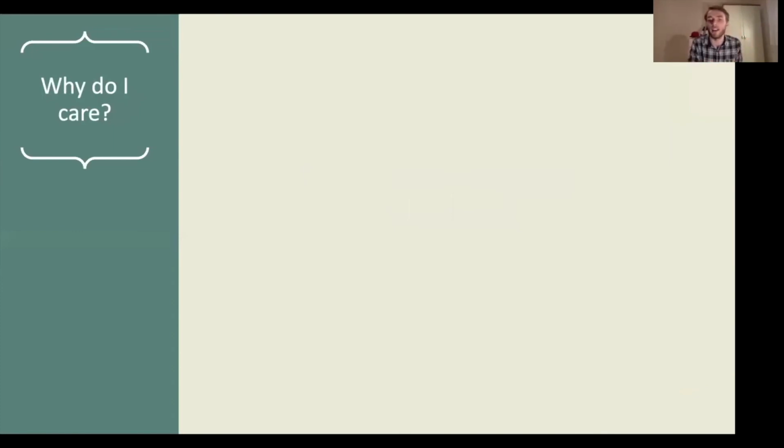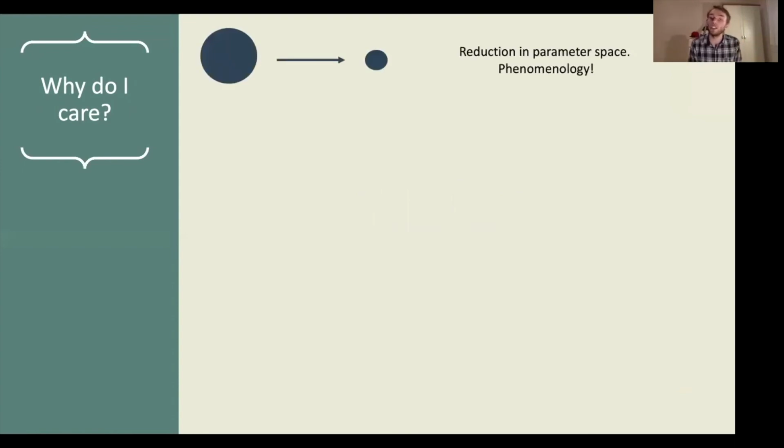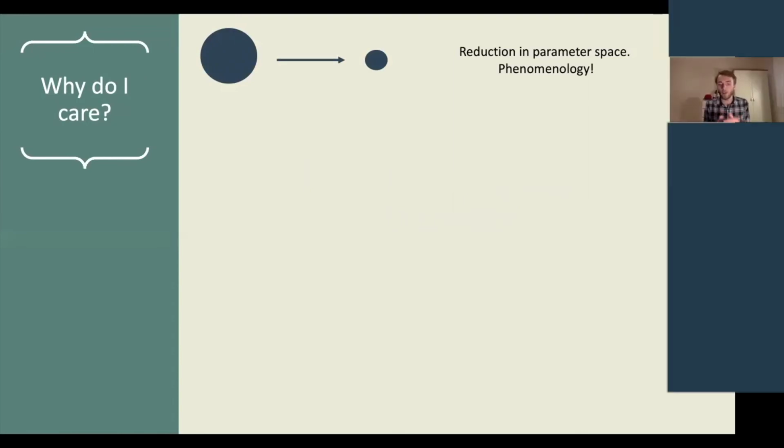The first reason I care is that we have a reduction in parameter space. By solving these equations, so I'm going to give you an analytic solution to these equations, we have taken the parameter space of all possible C prime models, and we've reduced it to a parameter space of phenomenologically significant or phenomenologically relevant C prime models, ones that could be seen at experiments, for example. The second reason is you can randomly sample solution space.